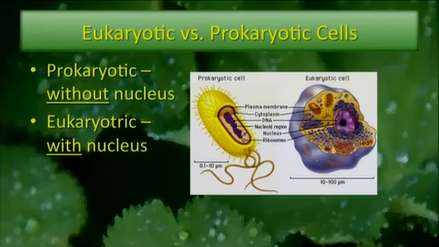So that's the difference between a prokaryotic cell and a eukaryotic cell. Prokaryotic cells do not have nuclei and do not have membrane-bound organelles, and the eukaryotic cells do have a nucleus and do have membrane-bound organelles.